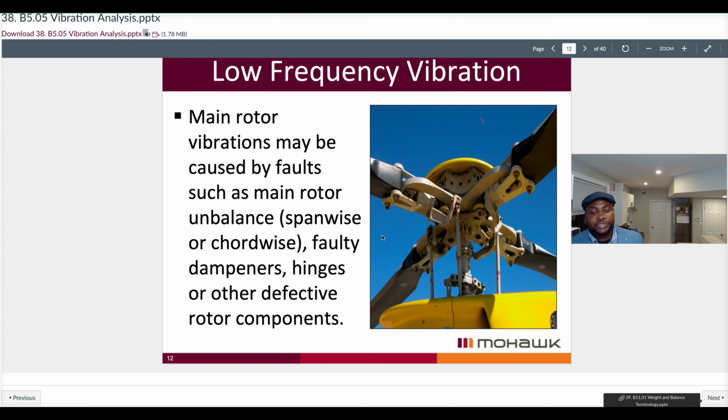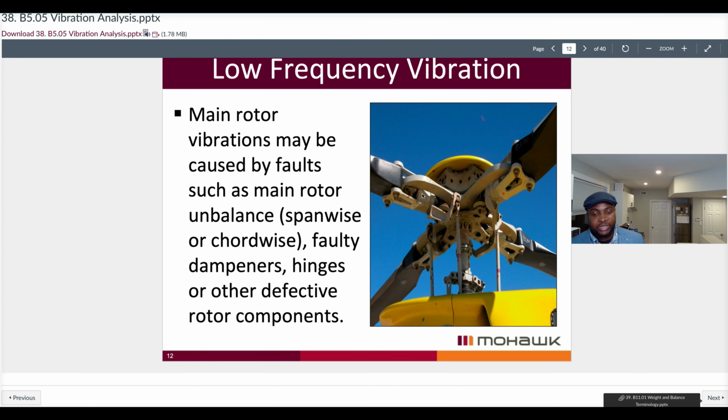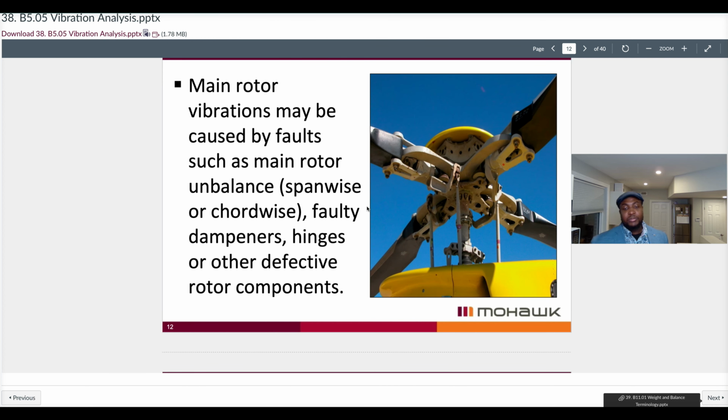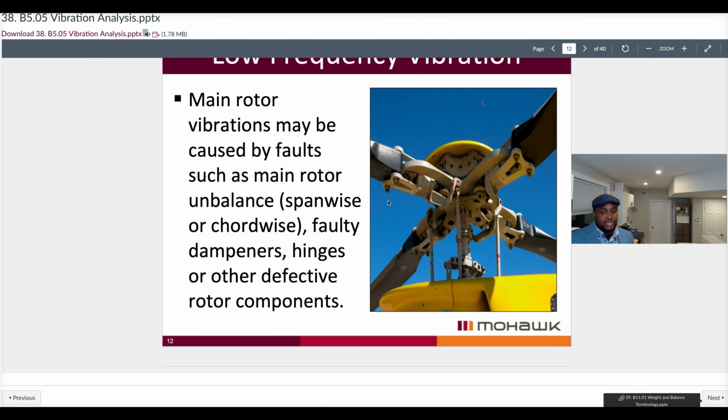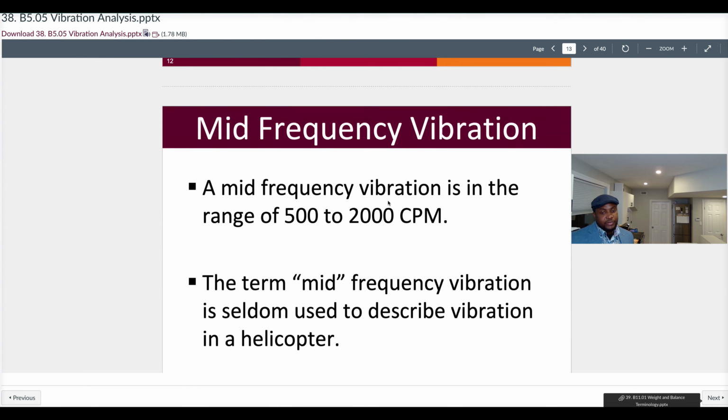Main rotor vibration may be caused by faults such as main rotor unbalance span-wise or chord-wise. So span-wise would refer to from the root to the tip, and chord-wise would refer from the leading edge of the blade to the trailing edge. Things like faulty dampers or hinges or other defective helicopter components can also lead to main rotor vibration.